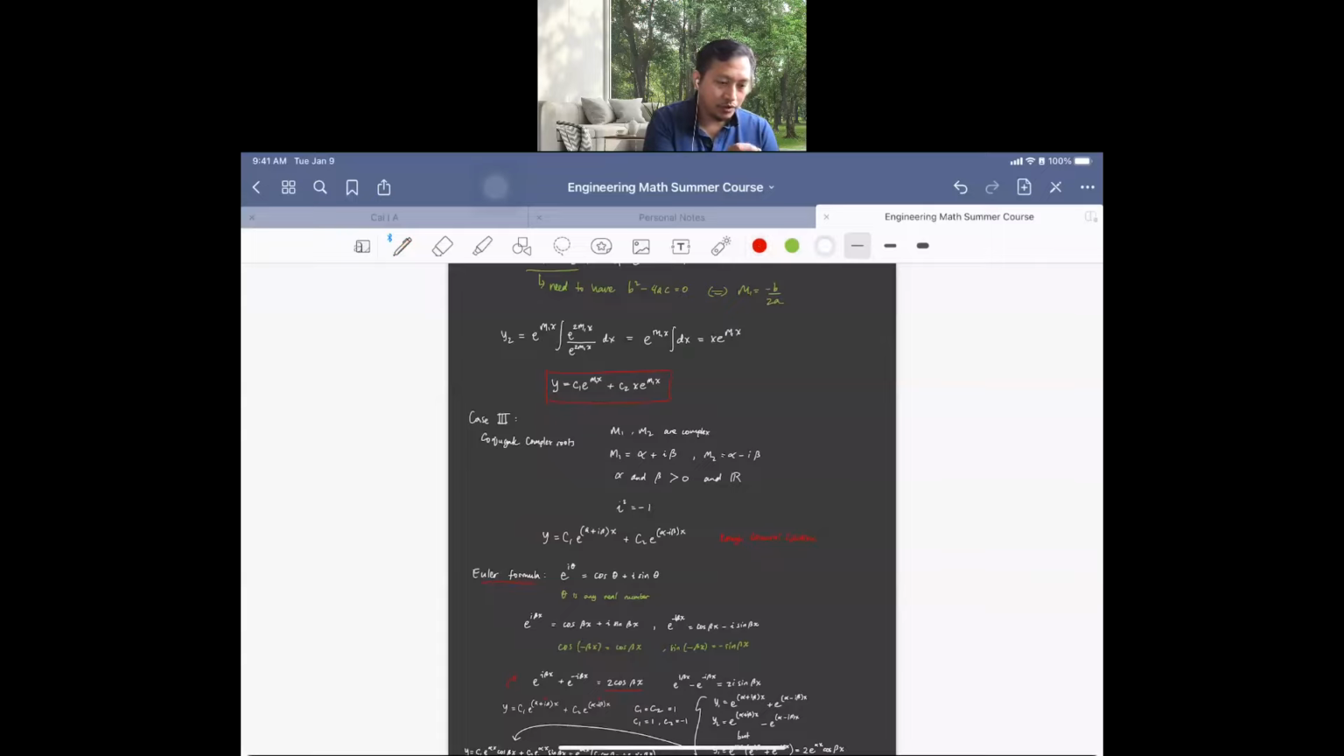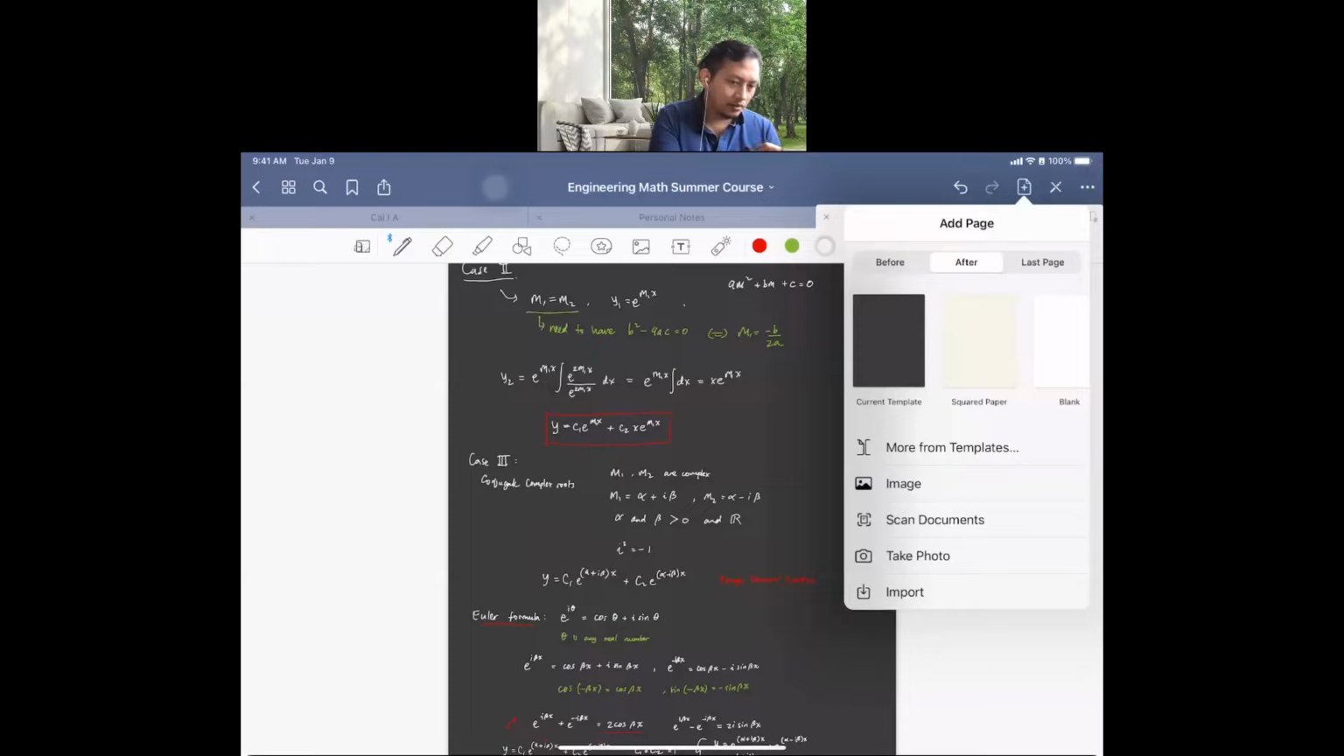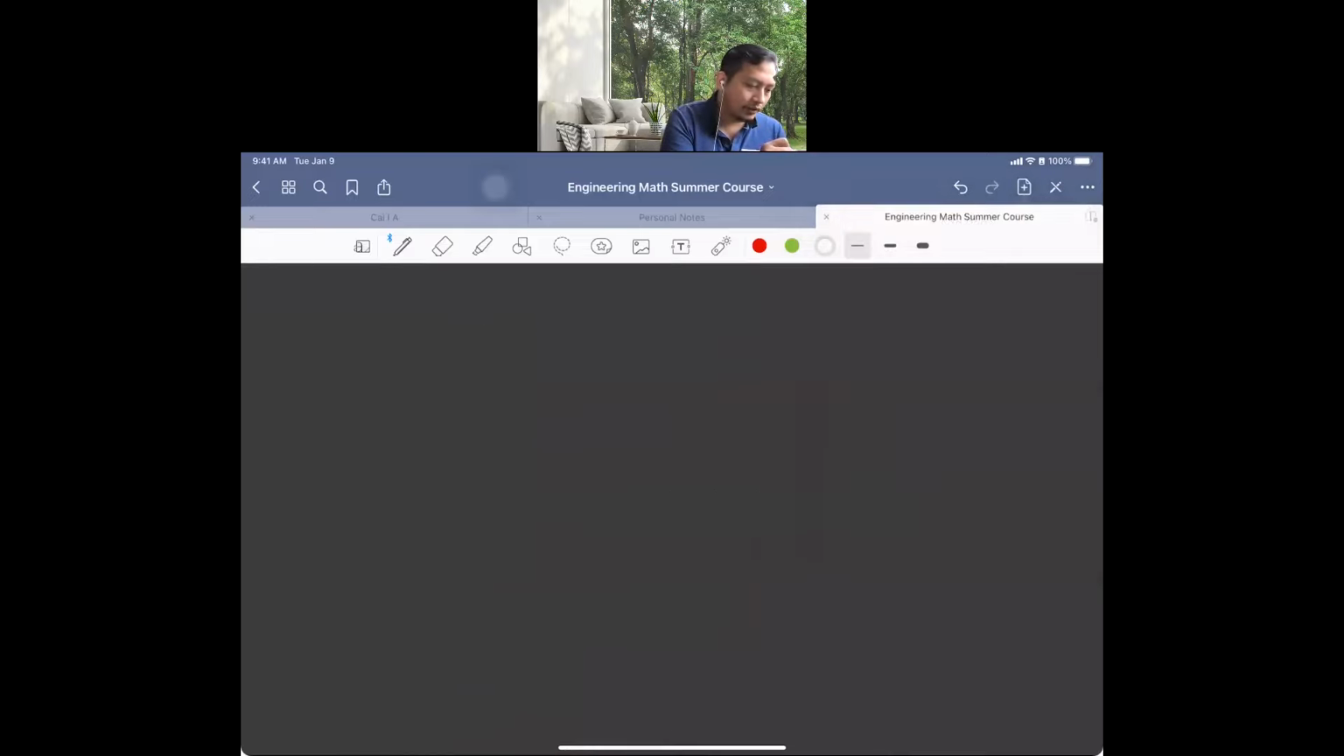Let me just give you examples. I think it's going to be practical, not really that complicated. Okay, we have a second order differential equation. First, let's say we have 2y double prime minus 5y prime minus 3y.